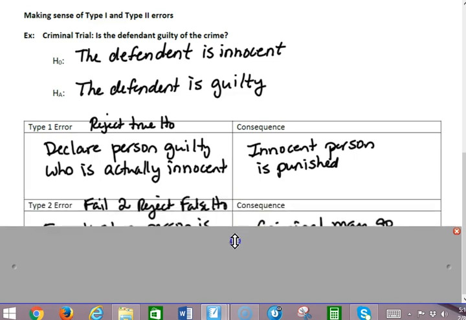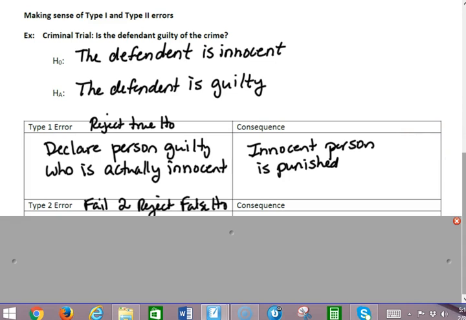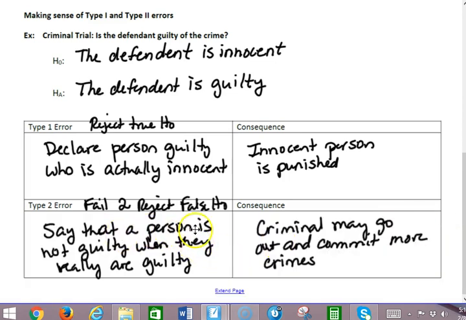What would a type 2 error be? Well, a type 2 error happens when we fail to reject a null hypothesis that is false. So here we say that the person is not guilty when they really are guilty. We don't find enough evidence to declare them guilty. Now notice we don't declare the person innocent because you can't prove innocence, but you can fail to prove guilt, and this is what's happening. We fail to prove they are guilty, and the criminal may go out and commit more crimes, and it could be dangerous. Now, if we ask which one's worse, a type 2 error or a type 1 error?